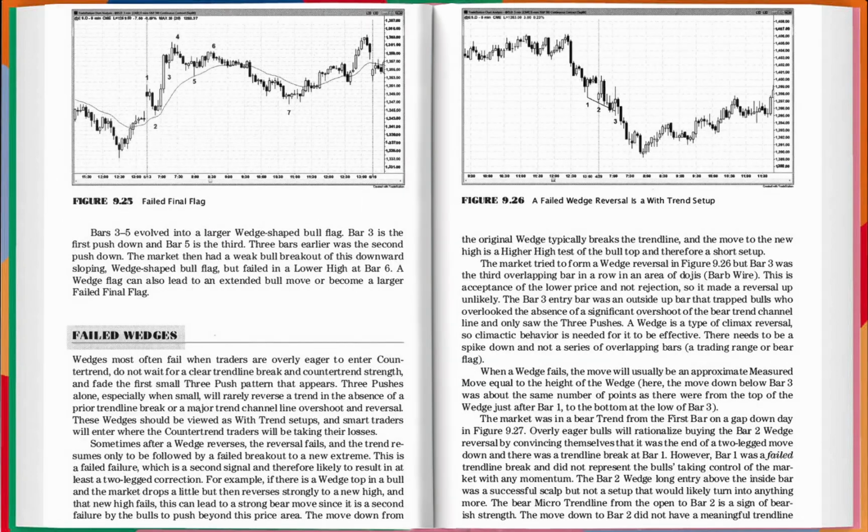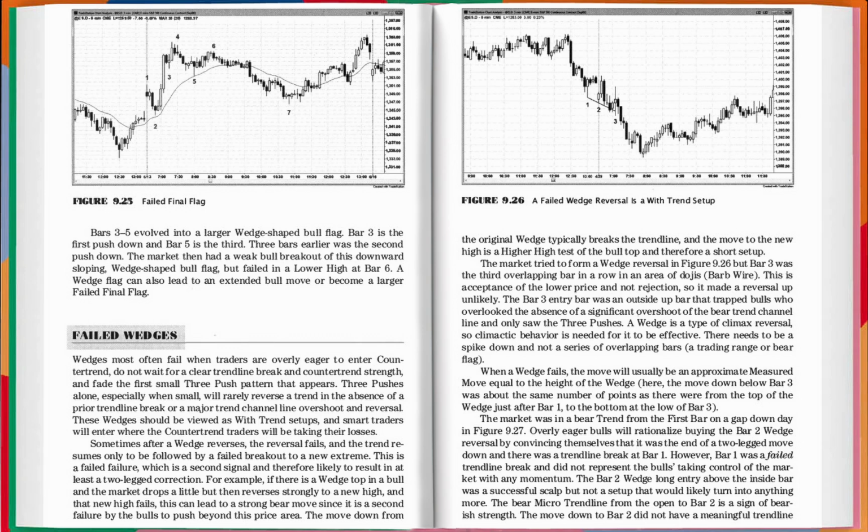Bars 3-5 evolved into a larger wedge-shaped bull flag. Bar 3 is the first pushdown and bar 5 is the third. 3 bars earlier was the second pushdown. The market then had a weak bull breakout of this downward sloping, wedge-shaped bull flag, but failed in a lower high at bar 6. A wedge flag can also lead to an extended bull move or become a larger failed final flag.